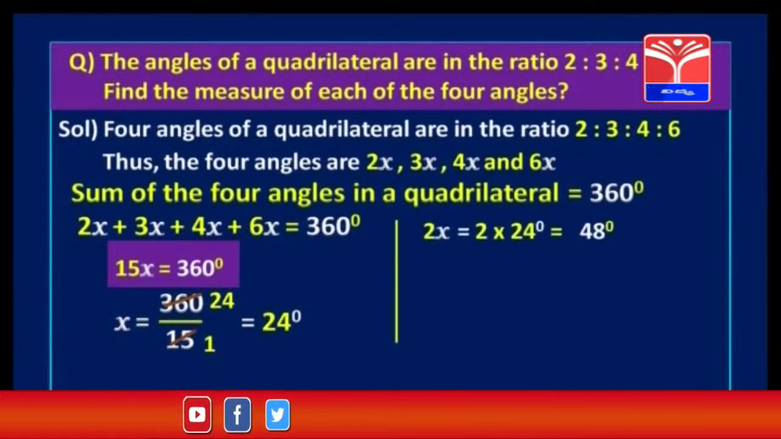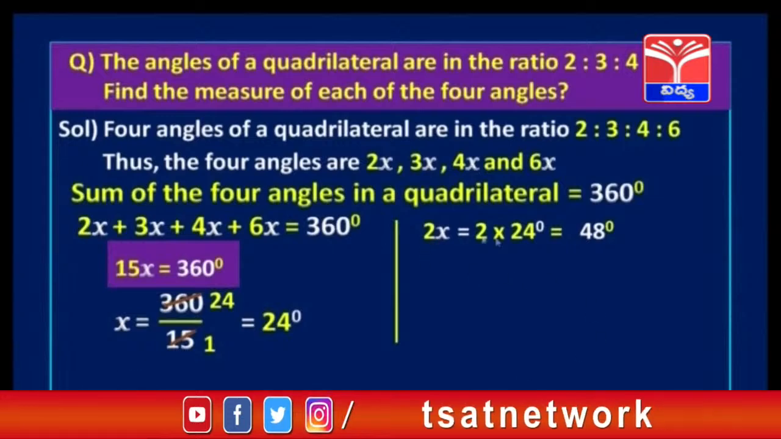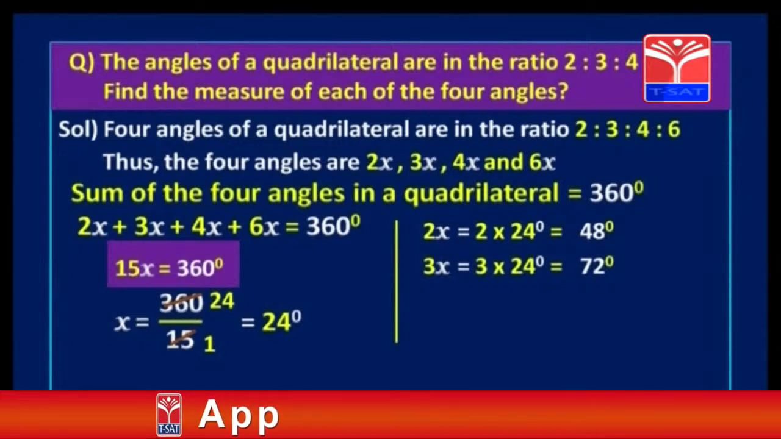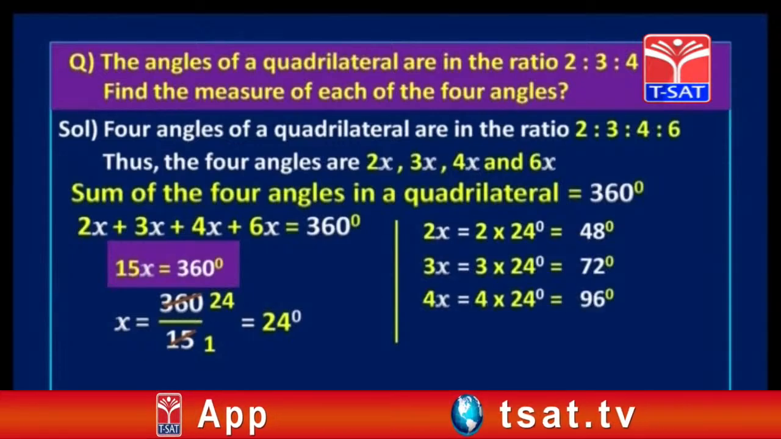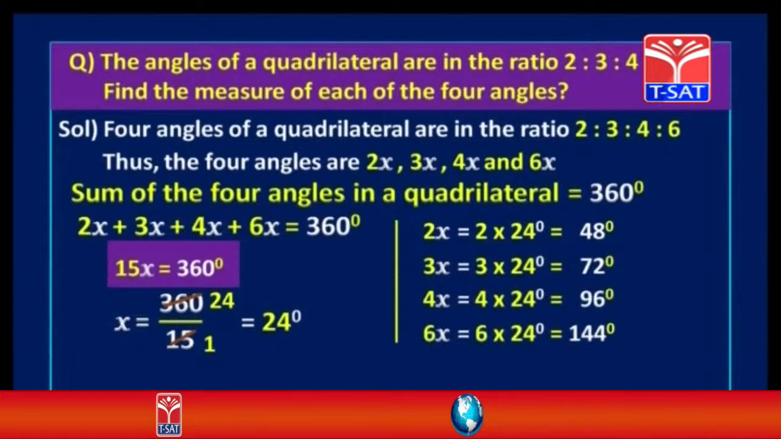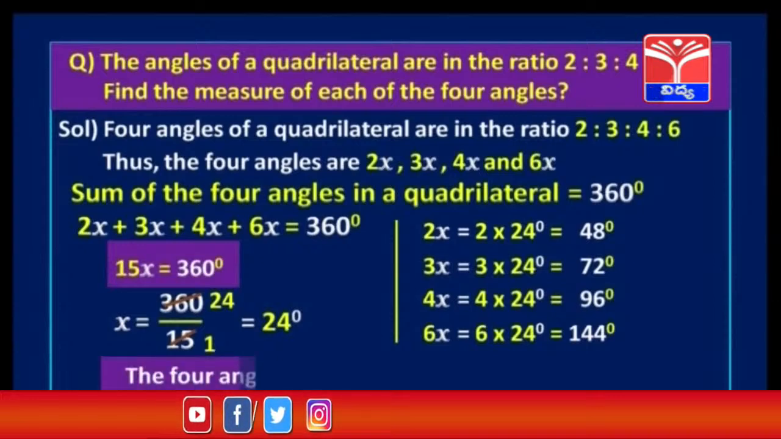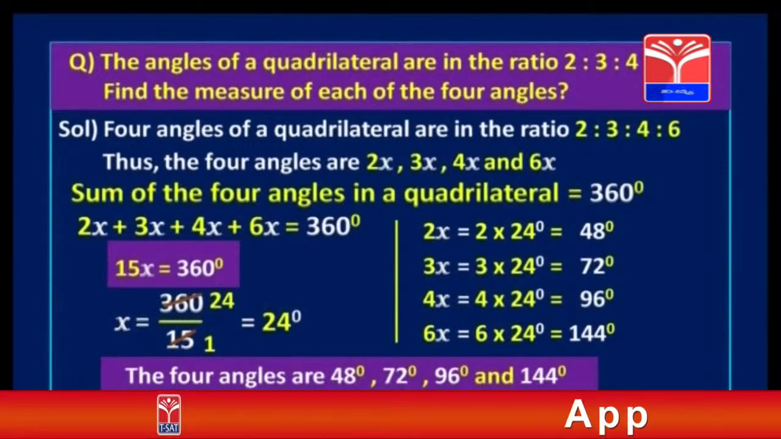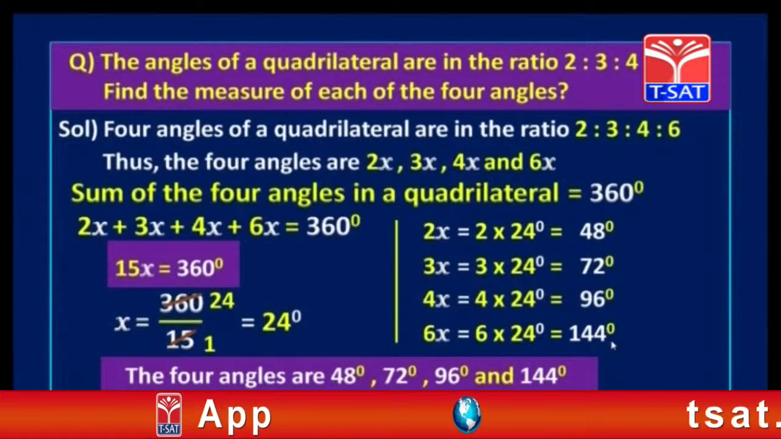So what is the first angle, children? Yes, it is 2x, means 2 into 24, you will get 48 degrees. Second angle 3x, 3 into 24 degrees, 72 degrees. Third angle 4x, 4 into 24 degrees, 96 degrees. Fourth angle 6x, so 6 into 24 degrees, you will get 144 degrees. So what are the four angles, children, here? Yes, 48 degrees, 72 degrees, 96 degrees and 144 degrees.